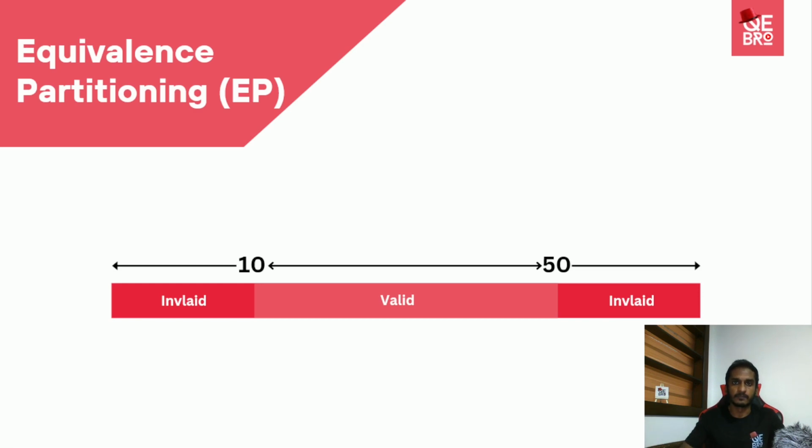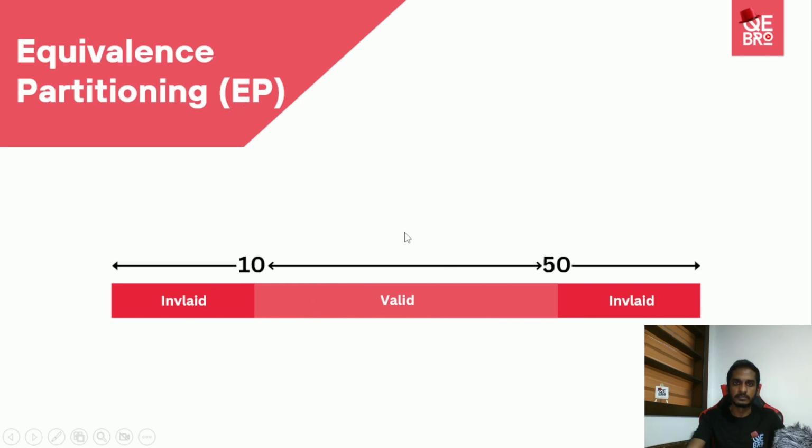The application fails because all the three random values we picked are from the same category. That's where equivalence partitioning can be used for your test design. In this example, you can see the bar chart here. 10 to 50 are the valid values, so I have partitioned the number line into three partitions. Anything below 10 is an invalid partition, anything between 10 and 50 is a valid partition, and anything above 50 is another invalid partition.